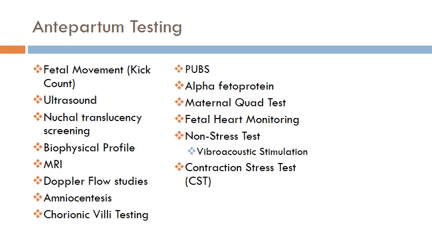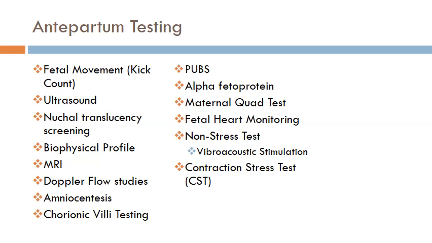Now I'd like to talk about antepartum testing for the high-risk pregnancy. Some of the testing measures we're going to be doing are the fetal movement or kick count, ultrasound, nuchal translucency screening, biophysical profile, MRIs, Doppler flow studies, amniocentesis, chorionic villi testing, PUBS, alpha-fetoprotein, the maternal quad test, fetal heart rate monitoring, non-stress test, including the vibroacoustic stimulation, and contraction stress test.